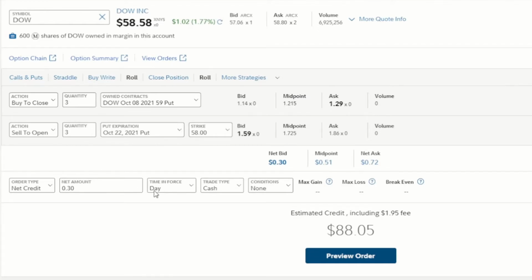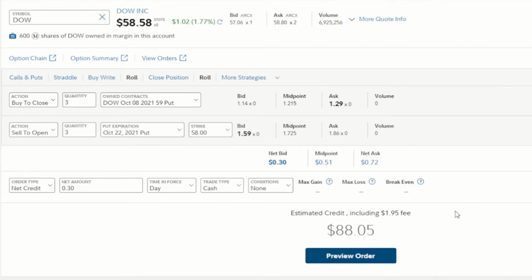And again, you don't have to say net bid. You could go midpoint. So in that case, it would be $50 a share. I'm sorry, $50 per contract, 3 contracts, so right around that 150 bucks. So that's another interesting way to look at this. So I could go out 2 more weeks and I could lower my original strike from 59 to 58, and I can collect $88 in premium.